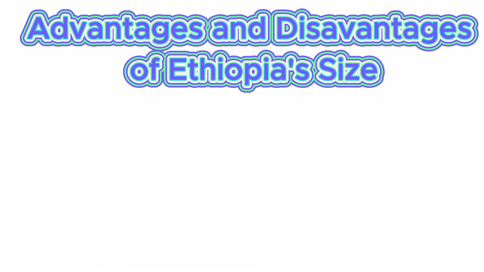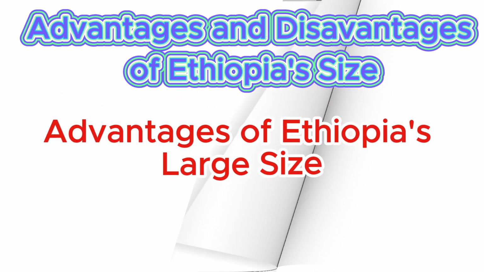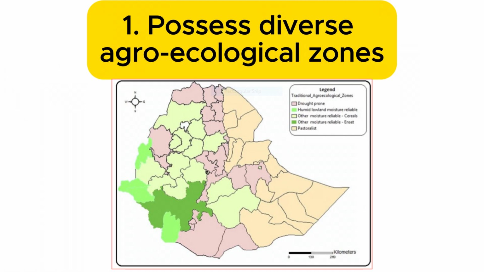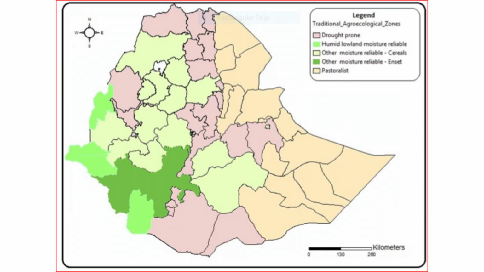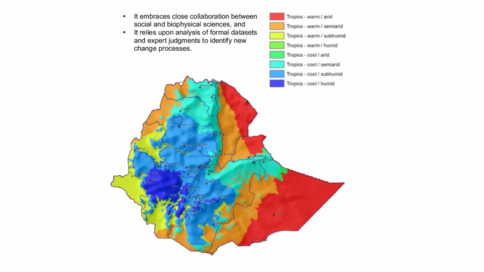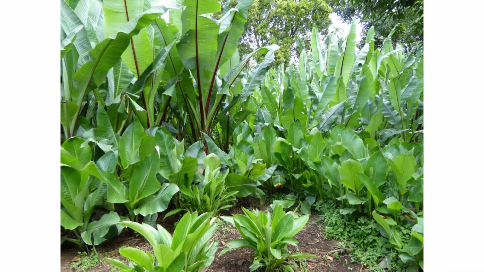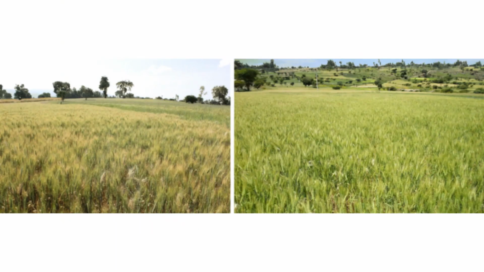Next, we will look at the advantages and the disadvantages of Ethiopia's size. Let's start with the advantages of Ethiopia's large size. 1. Possesses diverse agroecological zones. Ethiopia has an abundant agricultural resource base due to its varied agroecological zones. The varied climate conditions and the contrast in elevation allow for cultivation of various crops, ranging from cool weather crops to subtropical warm weather crops.